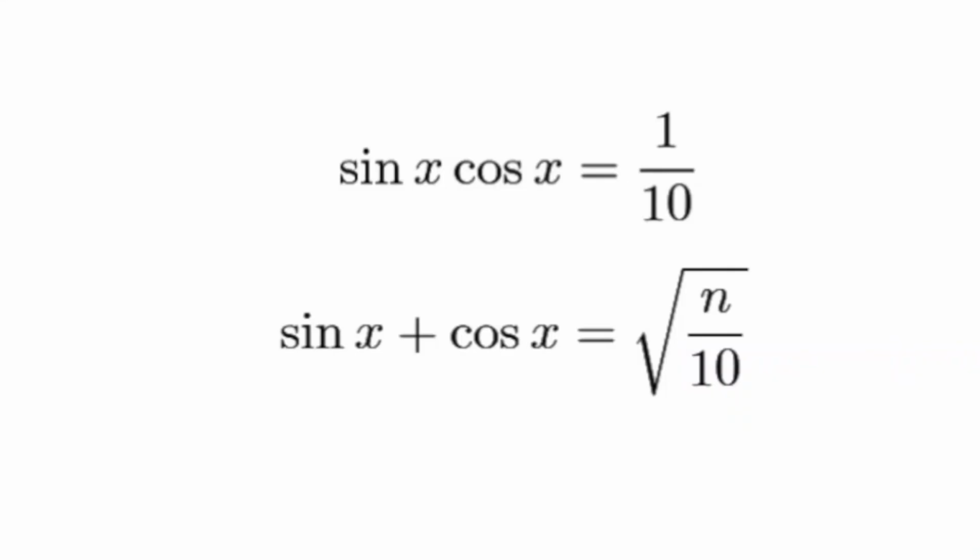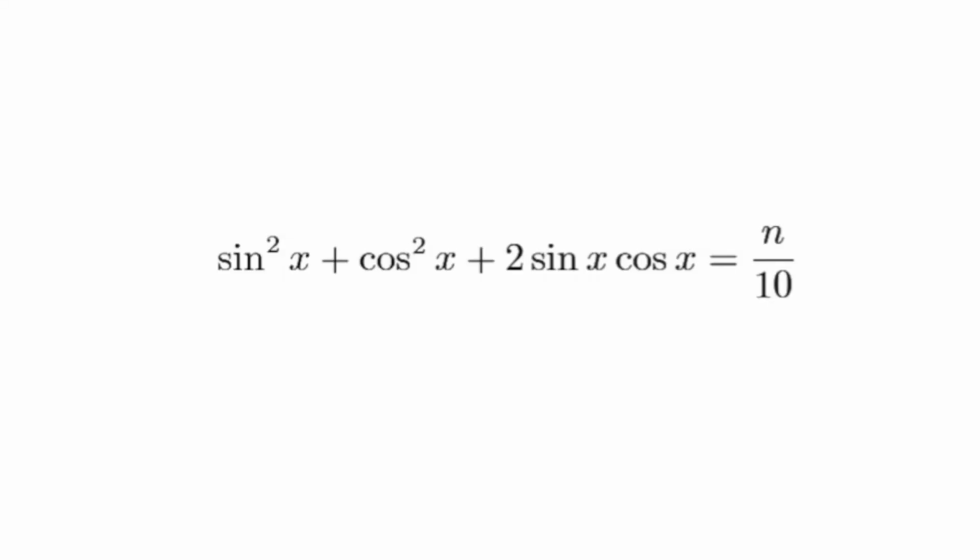Now the first thing that we can do is use what we learned in session 8 to manipulate these logarithmic expressions and get rid of the logs. If you don't remember how to do this, go back and make sure you understand session 8 entirely. But we can basically get from the first one that sine x times cosine x equals 1/10. And from the second one that sine x plus cosine x equals the square root of n divided by 10.